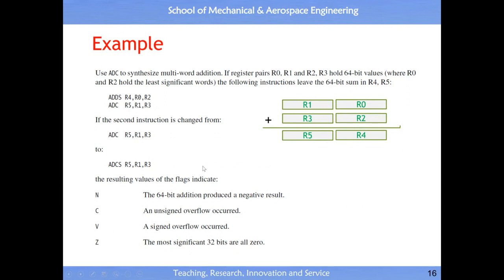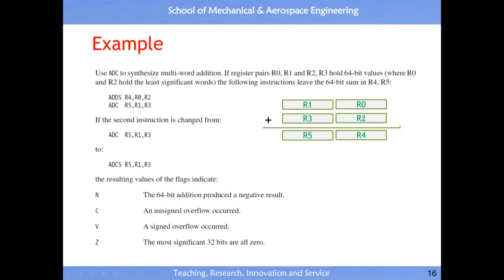Here shows you the scenario in which we must make use of ADC. For example, we are going to do addition with two 64-bit integers. This is the first 64-bit integer. This is the second 64-bit integer. Since we do not have an instruction to do 64-bit addition, we can only make use of a combination of these two instructions, which are applicable to 32-bit values, in order to compute the 64-bit sum. So we first do addition with the lower 32-bit integer stored inside R0, and another lower 32-bit integer stored inside R2.